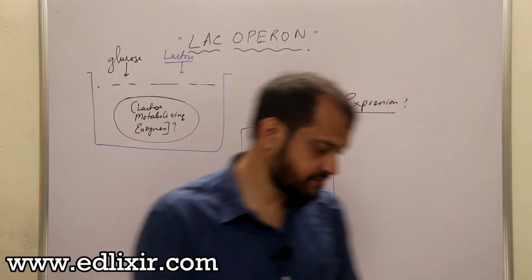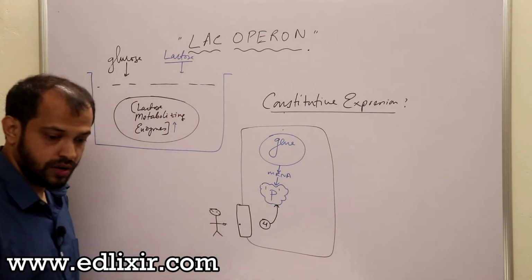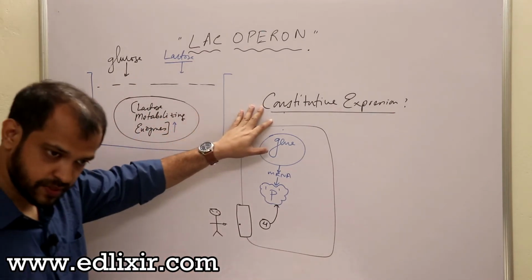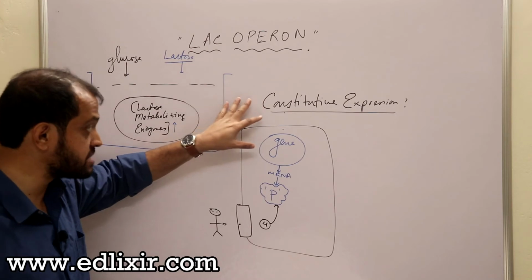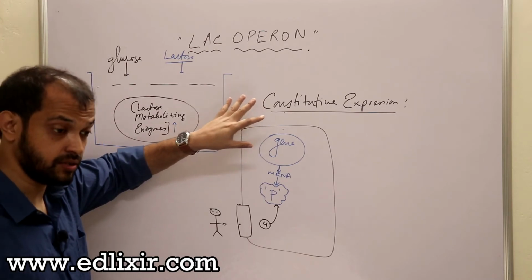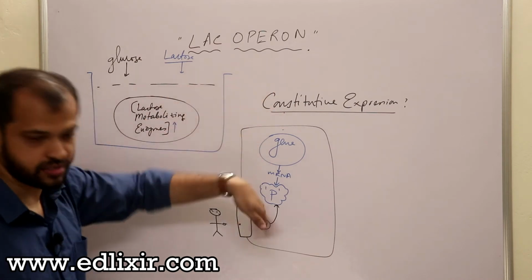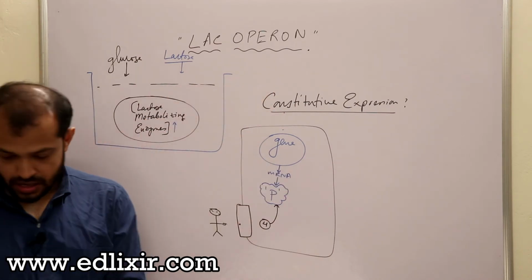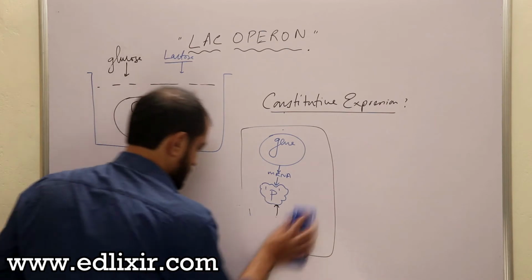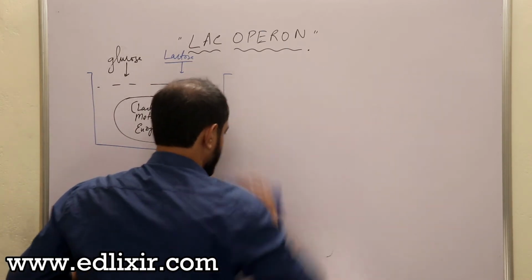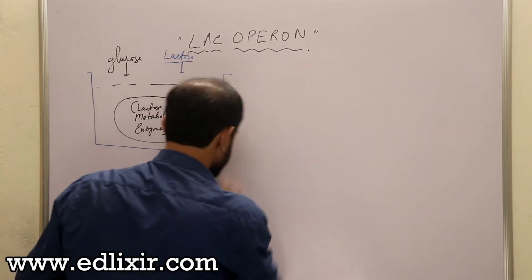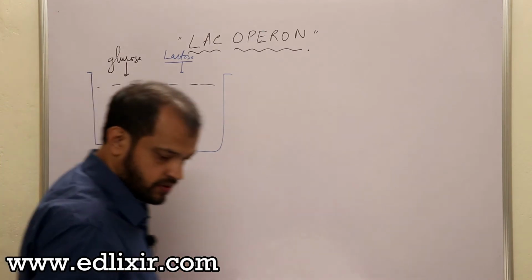Now, clear? So Lac Operon genes show constitutive expression, but their expression increases 1000 times more whenever lactose is introduced. Now, an important point you need to understand here.